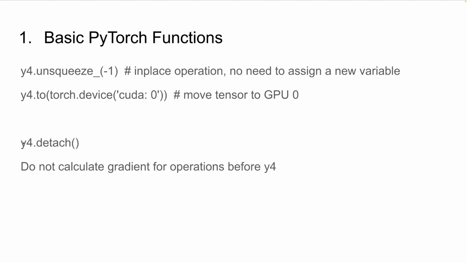And finally, we have this y4.detach. So detach means that when we're doing the forward propagation, by default, it will build the computation graph for the gradient calculation along the way. But if we call this y4.detach, it means we are actually removing all the parents from y4. So we don't involve its parents in the gradient calculation.